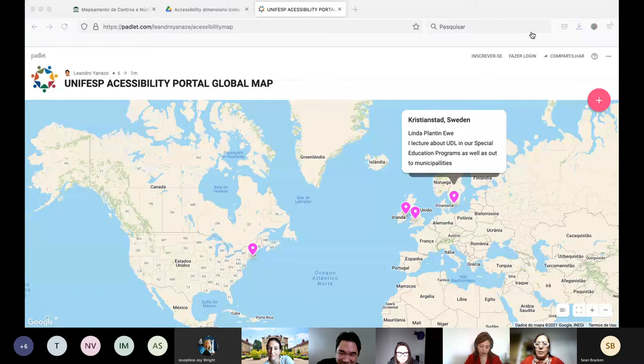Well, I think the answer is goodwill is the best funding in Brazil. We really face a lot of challenges with the financial budget to develop this. I think there was a question about how the portal will be kept up to date. And I think we are still facing that challenge now, how to keep up with this wonderful work that the team developed, especially Cicera and Leandro.